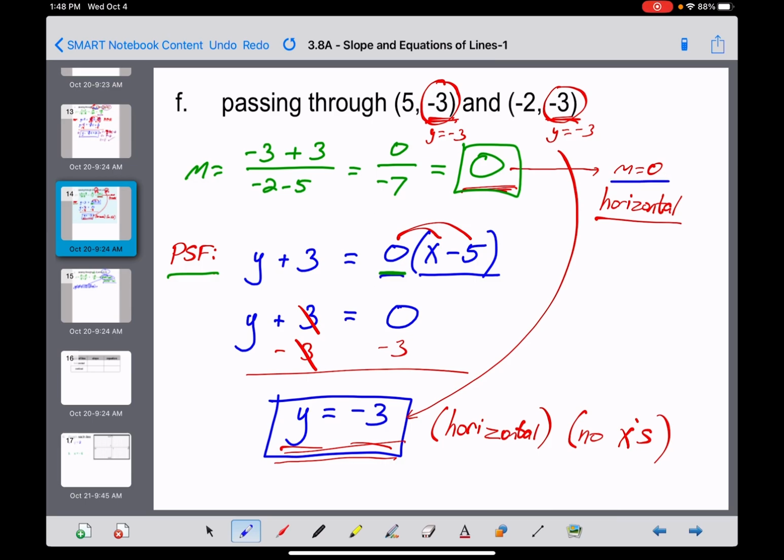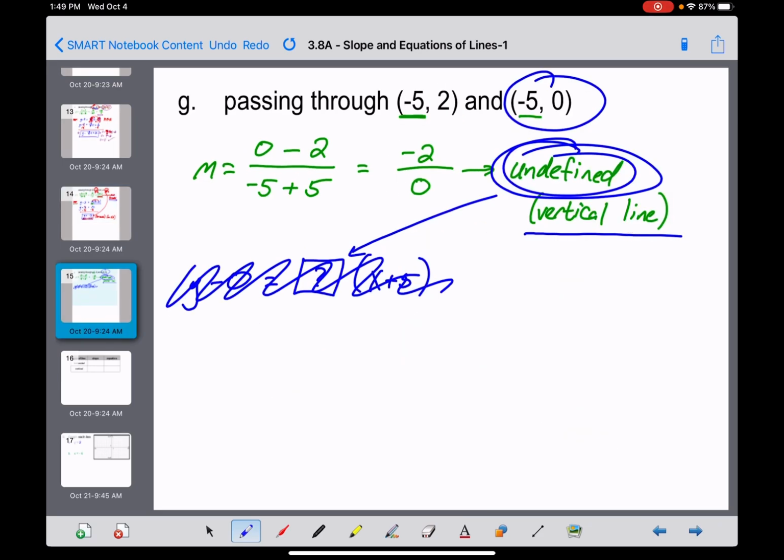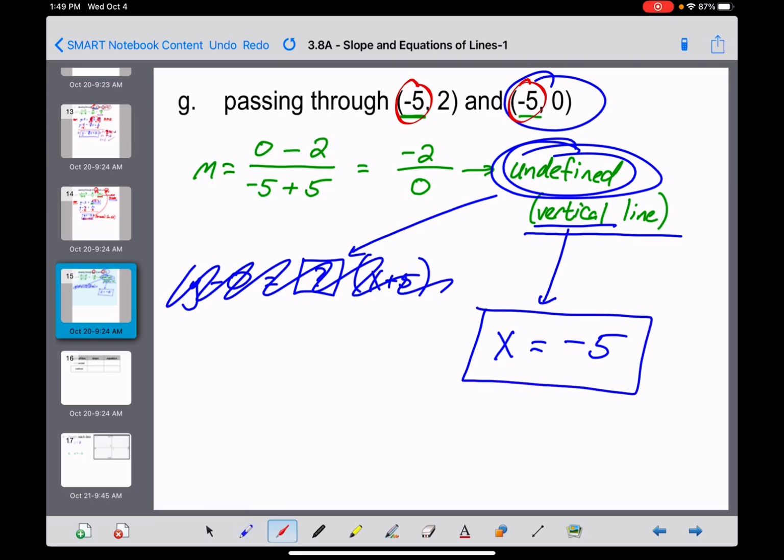This line had a slope of 0, which meant it was horizontal, so its equation was y equals a constant. Horizontal lines are y equals some number. Vertical lines, therefore, are going to be x equals some number. And what do you notice about the x coordinates of both of these points here, guys? They're both -5, so x equals -5 is the equation of this vertical line. In fact, -5 is the x-coordinate of any point that's located on the vertical line that passes through both of these.